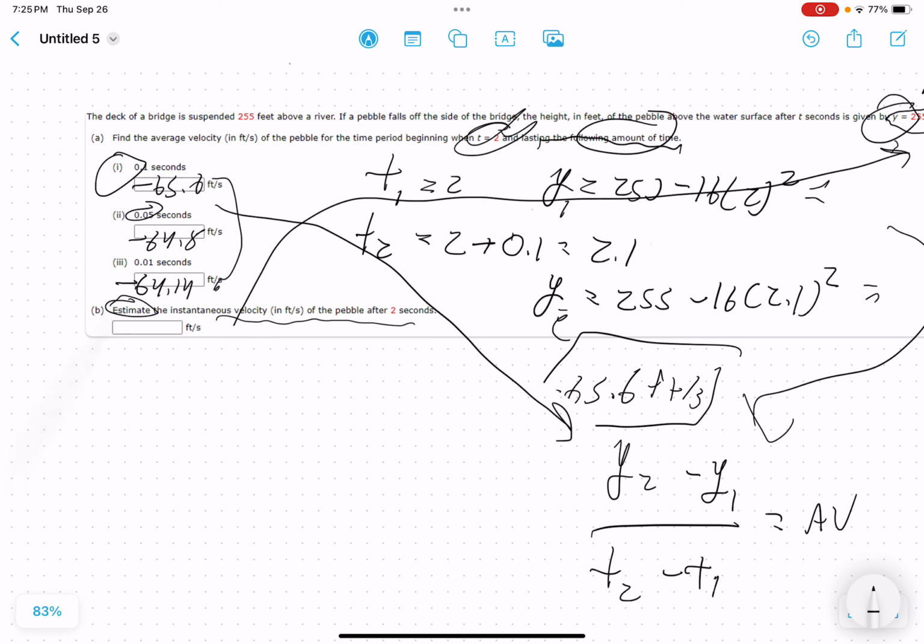Since this question is about estimations, we're just going to assume that it's negative 64 feet per second, and that is the answer. You do not have to show your work for this. Just look at what is the majority, and then assume, and that's how you find your answer for part B. So that is how you do it.